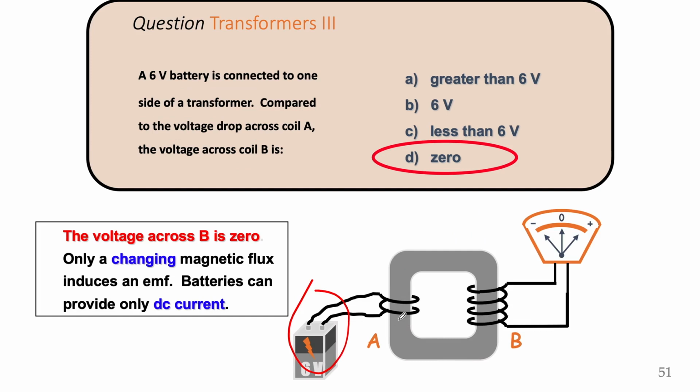It's constant. Yes, it produces some magnetic field here, and those magnetic field lines are transferred here, but they are not changing, they are static. So if the flux is not changing, you will not produce any current here, so it will be 0.